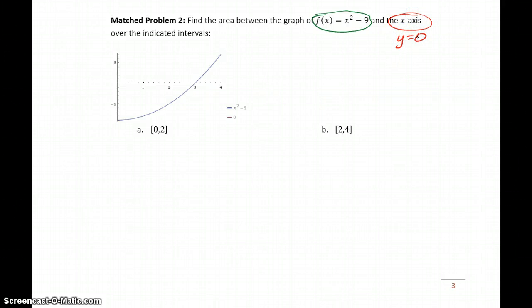So what we're going to have happen, though, is depending on the interval that we're considering, from 0 to 3, the x-axis is taking on the larger function values, but then at 3, x squared minus 9 crosses over and it starts taking on the larger function values. So depending on the intervals that we're considering, we're going to have to evaluate some slightly different problems, or set up the problem in a slightly different manner.